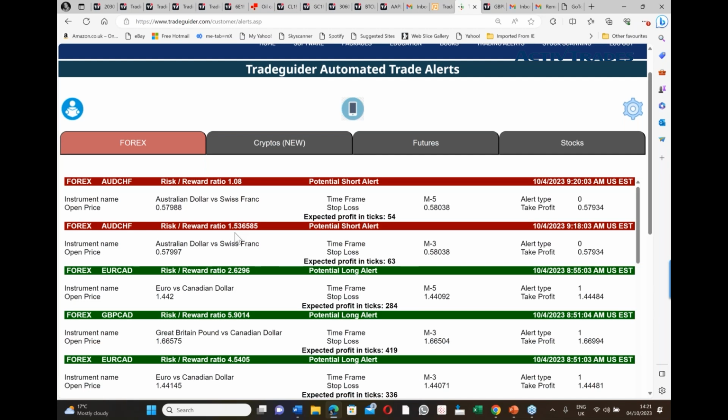But what the alert is telling us is that smart money are moving into this area of price. Green or red? Red, it means it's looking weak. Green, it's going to go up.